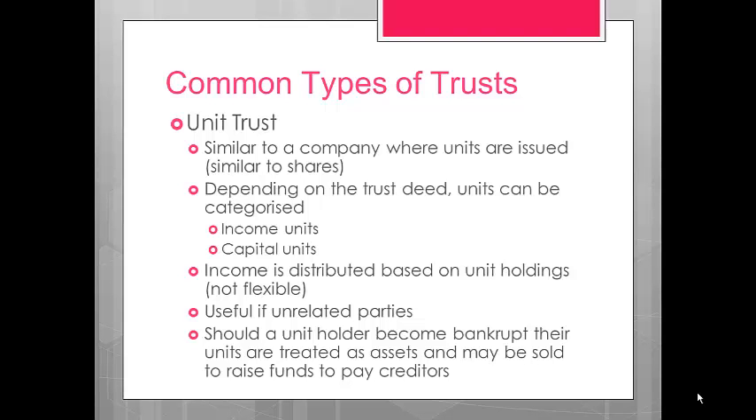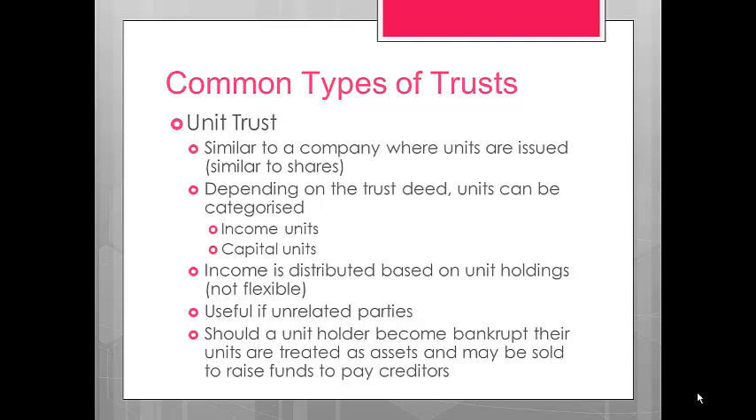There are quite a few different types of trusts, so we'll just go through the common ones now. We've got a unit trust. So this is very similar to a company where units are issued. Depending on the trust deed, units can be categorised as income units or capital units, and that would restrict the types of distributions that those units would attract.